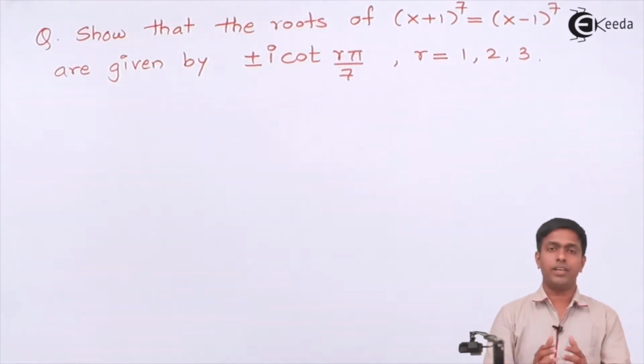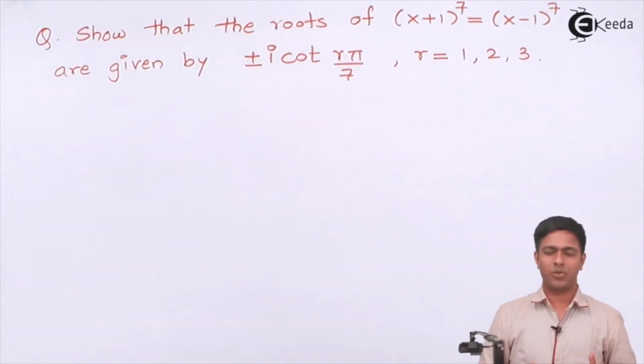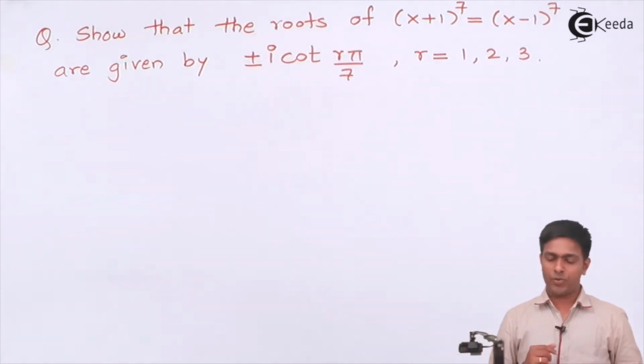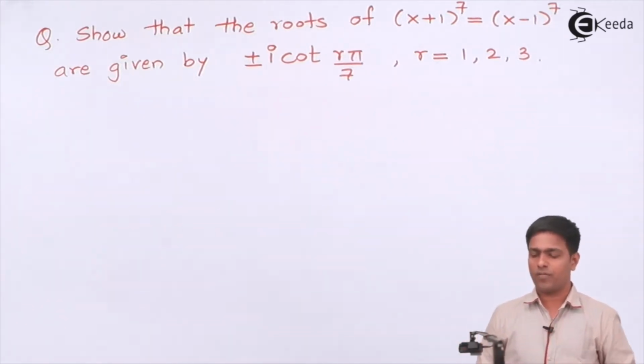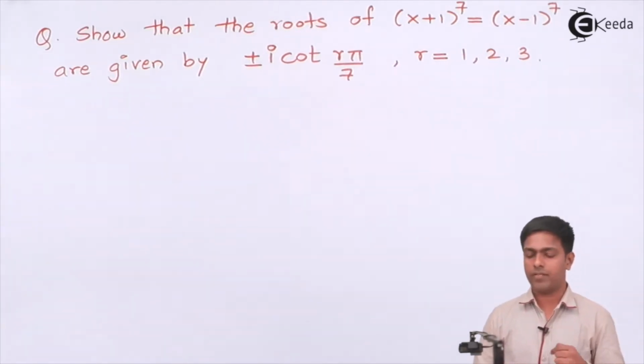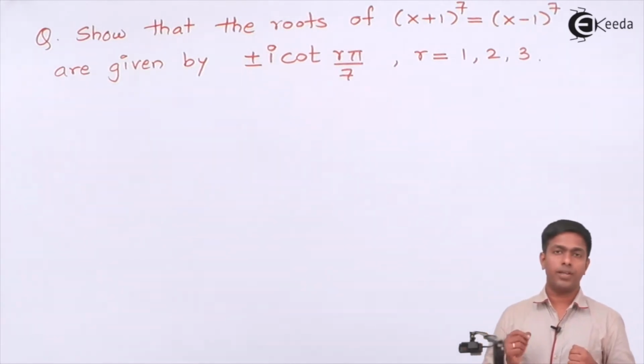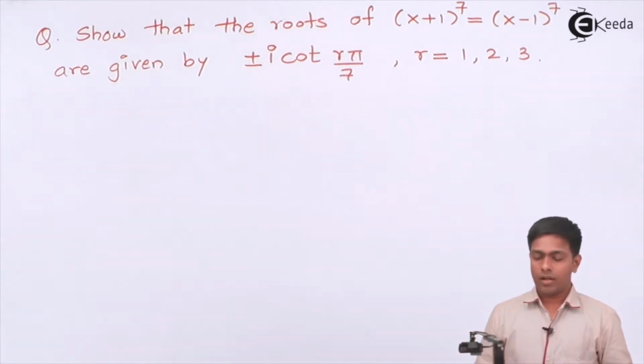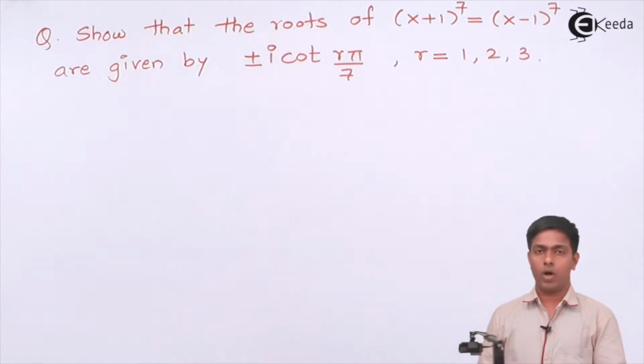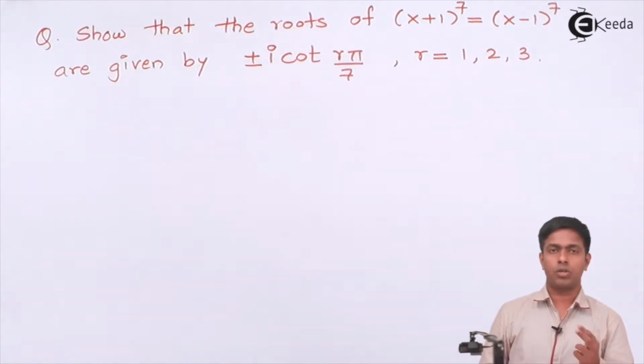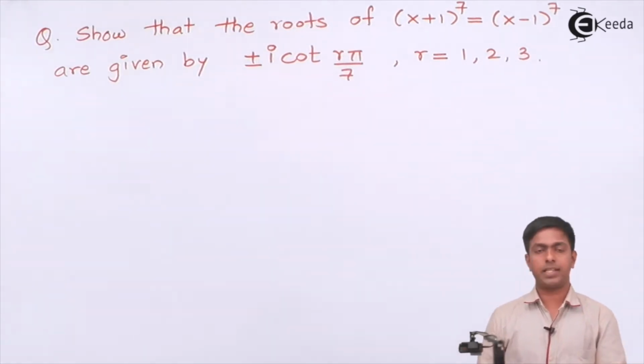Let's solve a numerical which is based on multiple roots of equation. Here we have to show that the roots of the given equation are given by plus or minus i cot r pi by 7, where the value of r is 1, 2, 3. So it means r is equal to 1, so that will give me two roots, plus i cot pi by 7 and minus i cot pi by 7.